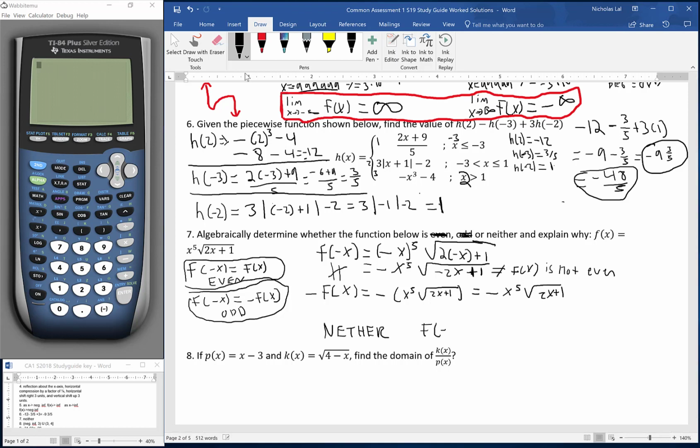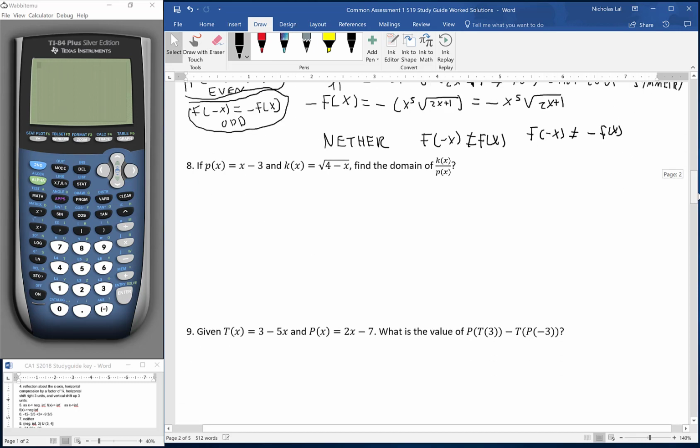f of negative x does not equal f of x. f of negative x does not equal negative f of x. No symmetry. No symmetry at all. Okay.